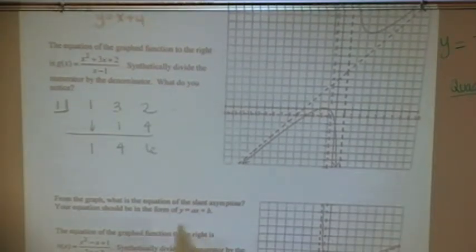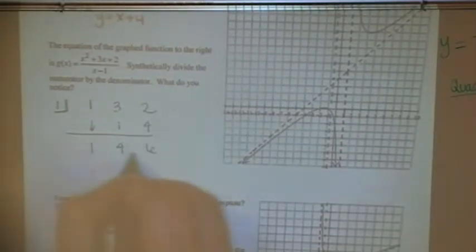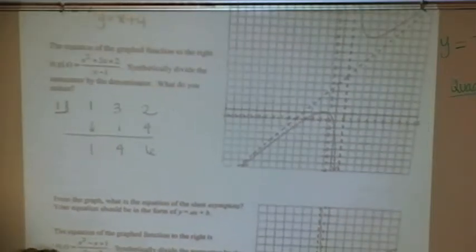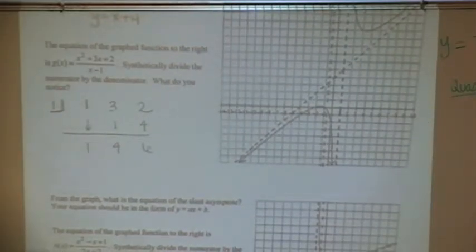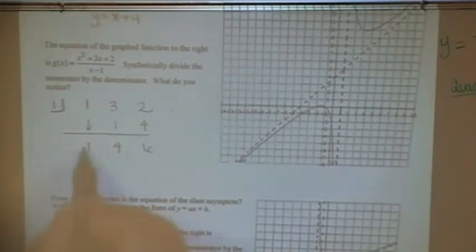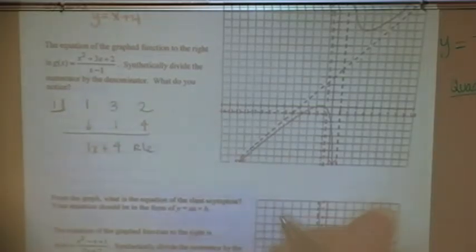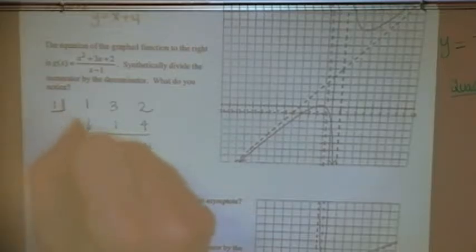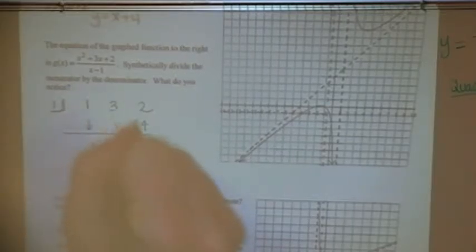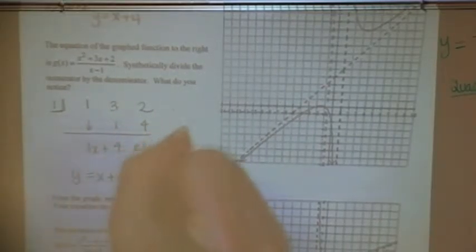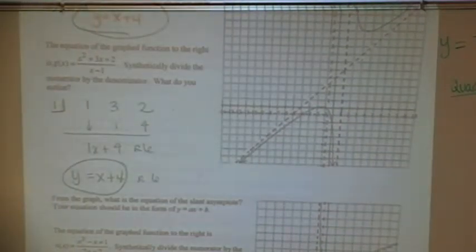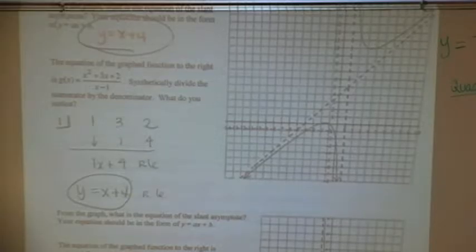So this was quadratic. Remember, when you synthetically divide, what you get is 1 down from that. So that makes this a linear equation: x plus 4, with remainder 6. If you were writing it out, that would be y equals x plus 4, remainder 6. Y equals x plus 4 is the same as the slant asymptote. You just disregard the remainder.